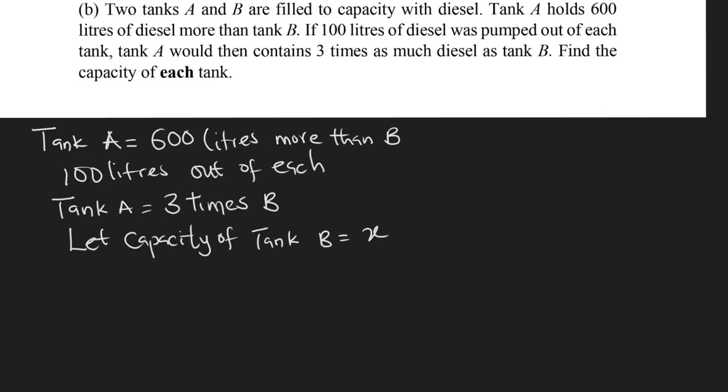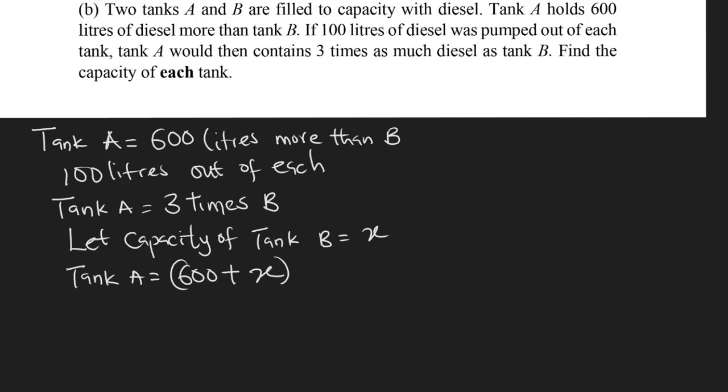So that means tank A is now what? Tank A will be 600 liters plus tank B. Tank B, which is what? X. Can you see? So now, this is our tank A. Tank B is X, while tank A is 600 liters more than tank B, which is X.